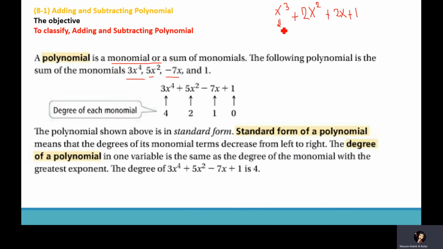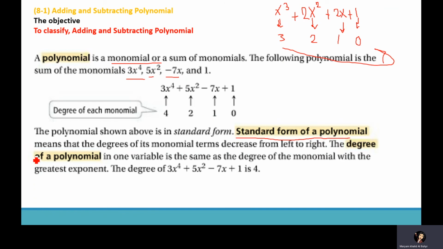Because the degree of this monomial is 3. The degree of this monomial is 2. The degree of this monomial is 1. The degree of this one is 0. So from greatest to least, that's what we call a standard form of a polynomial.